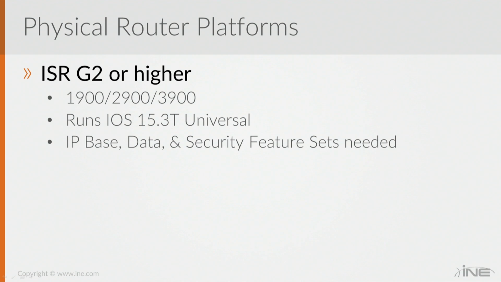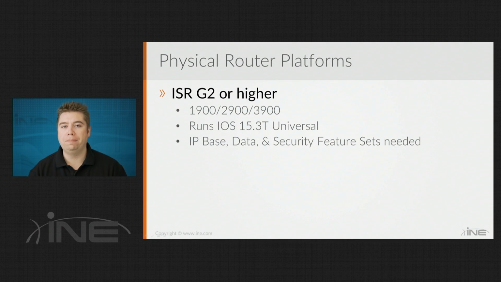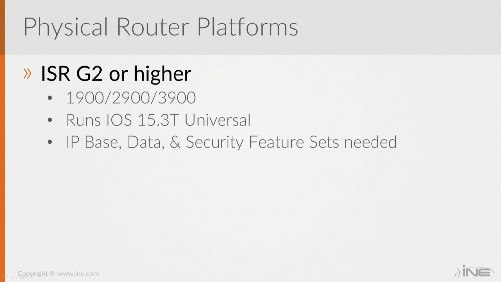The disadvantage of doing this is that you need all of the feature sets. So this means from a licensing point of view, you have to buy the maximum license because you need not only the IP base, but you need data for things like enhanced routing, and then you need security for things like DMVPN and IPSec. So if you already have these boxes, that's great. You could run either 15.3T or you could run 15.4T. It's really up to you. But they're saying that their spec is going to be based on features that are in 15.3T.